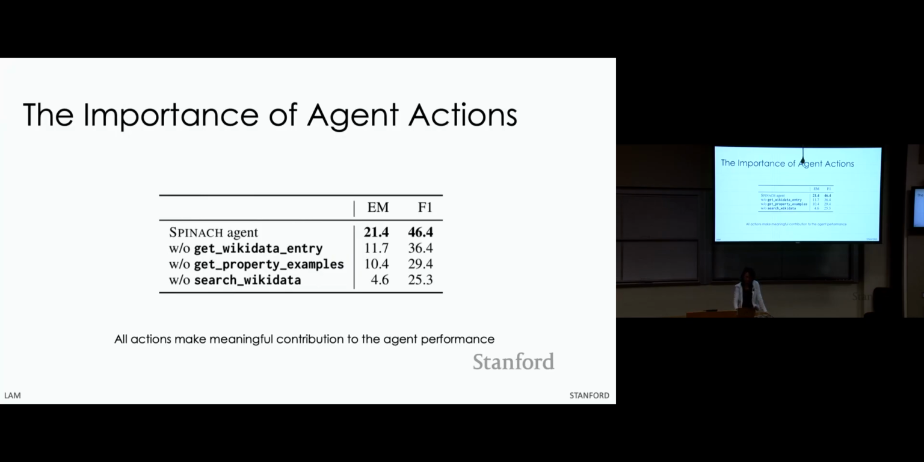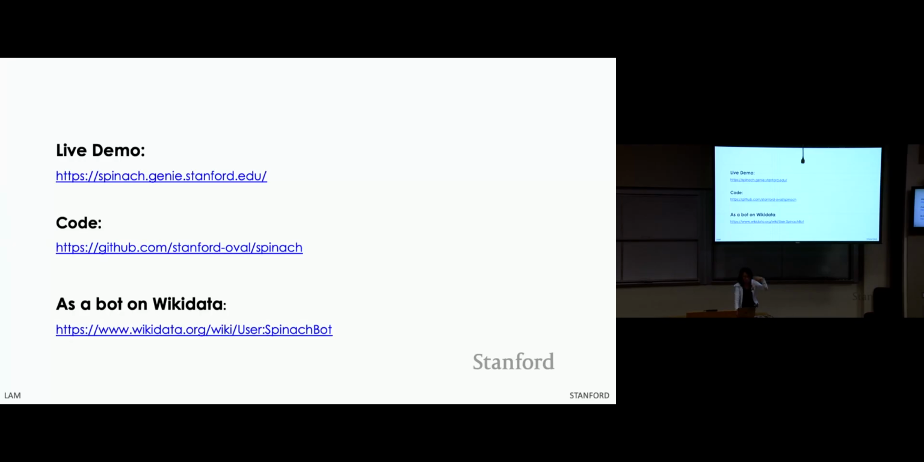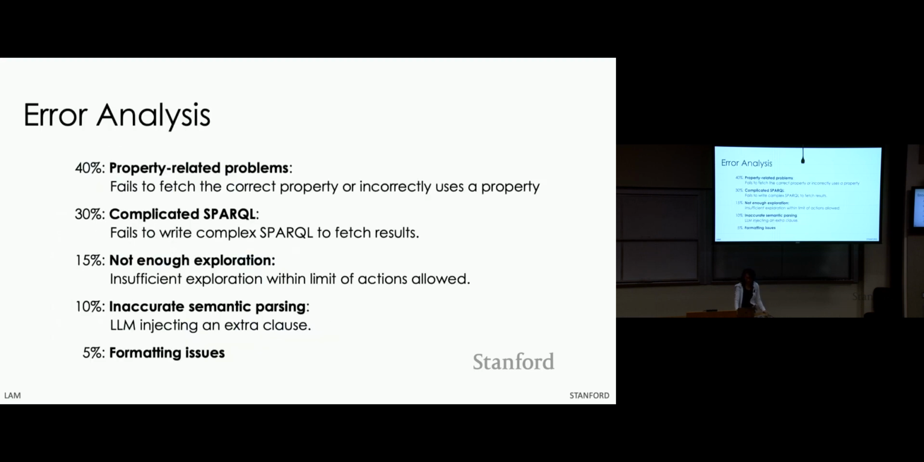We did some analysis, and we discovered that all the different actions are useful. And you can go to spinach.genie, you can run it. The code is there, and it is actually used on Wikidata, as we mentioned. We did the error analysis, and we see that sometimes 40% is in the property-related problems. Sometimes the SPARQL is really complex, and we just fail. Not enough exploration, okay? That means that if you give it more time, it may find the answer.